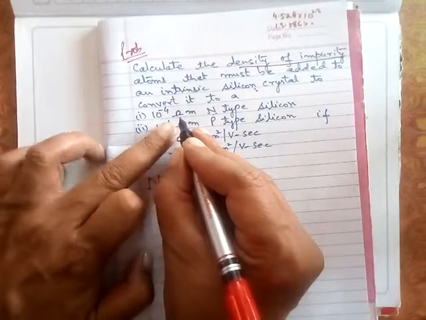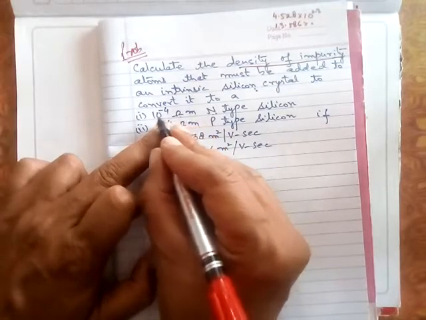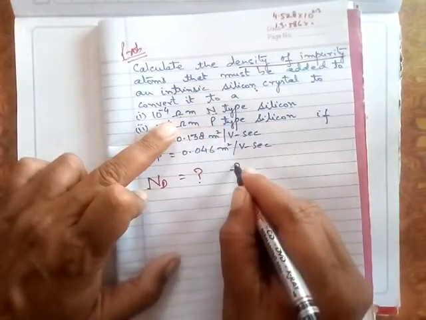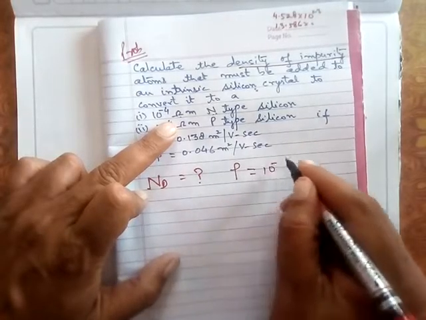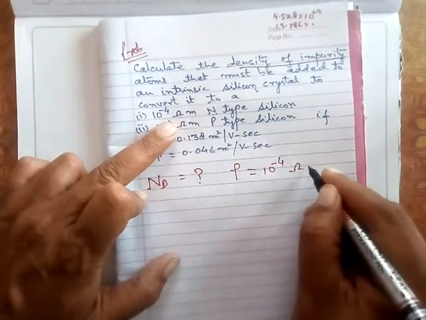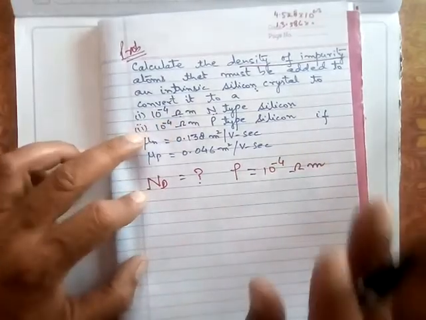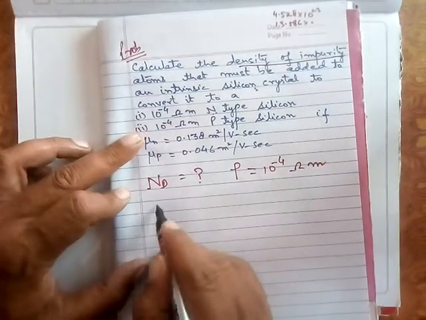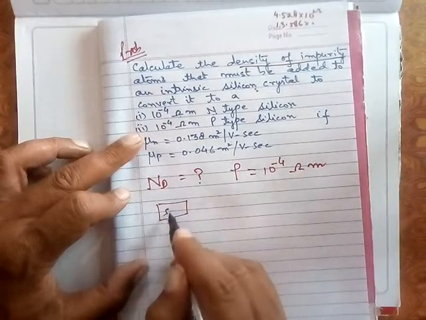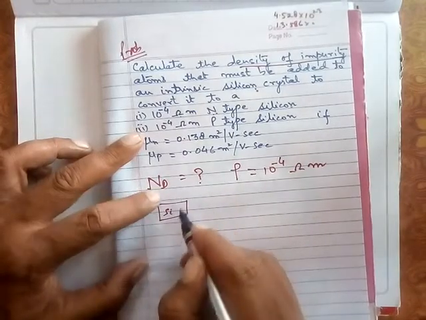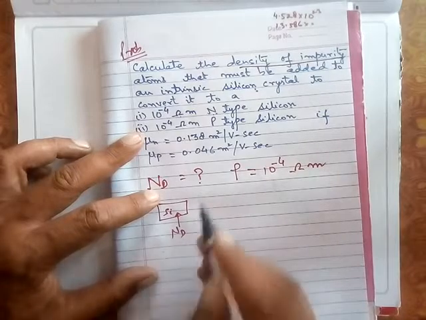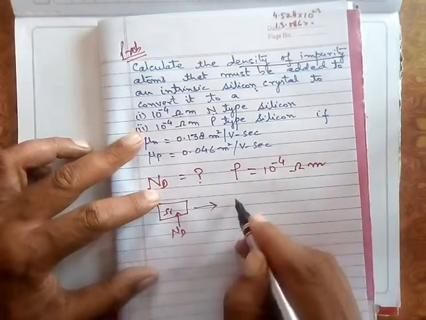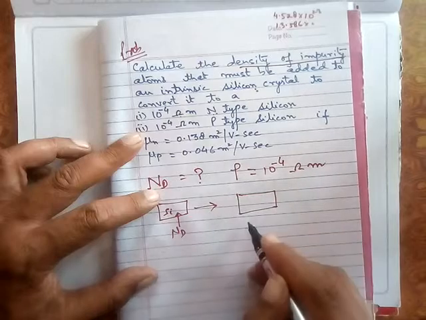Now if you look at this, the unit is ohm meter, which means resistivity is given to you. This resistivity is equal to 10 to the power minus 4 ohm into meter. Now try to understand what this problem is. It says that you have a pure silicon, and you add some donor impurity to it. The resulting semiconductor is an n-type silicon.